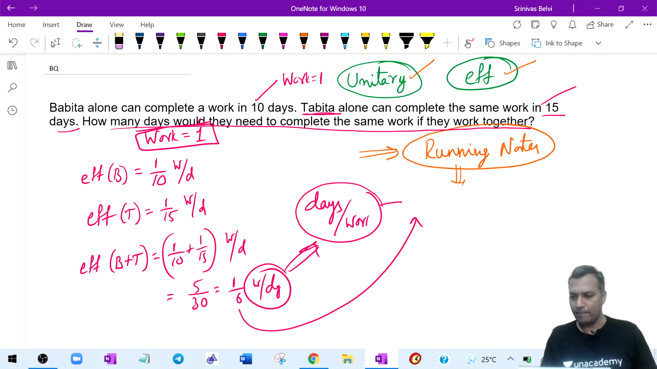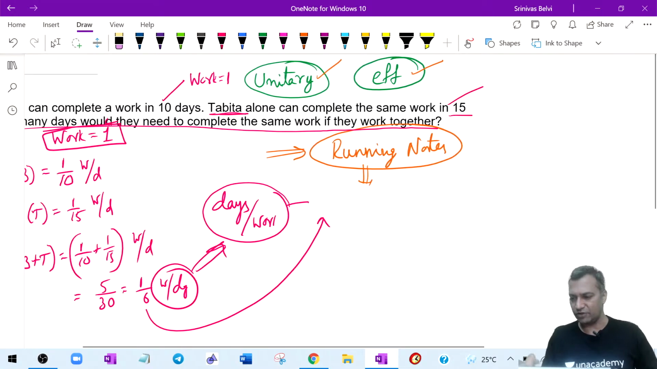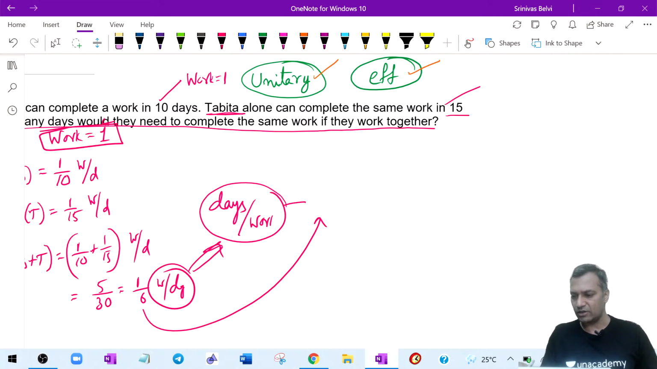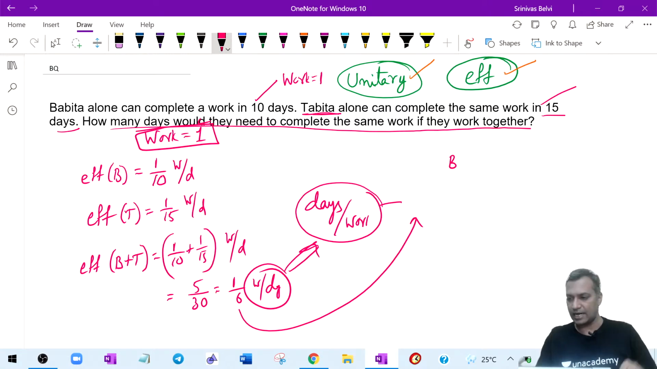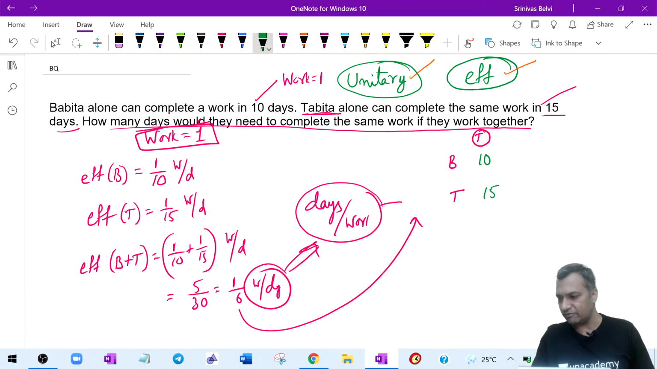Okay, coming to the efficiency. Now listen to me. Method 2. Let's do the same method on efficiency. What we do while doing efficiency is, since we already know that efficiency and time are inversely proportional, this is how I will tabulate it. Babita, I will take on one hand. Tabitha, I will take on the other hand. What is the time taken by them? The first lady takes 10 days. The second lady takes 15 days.